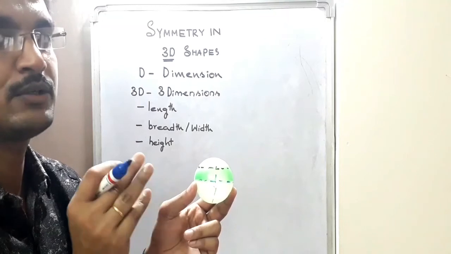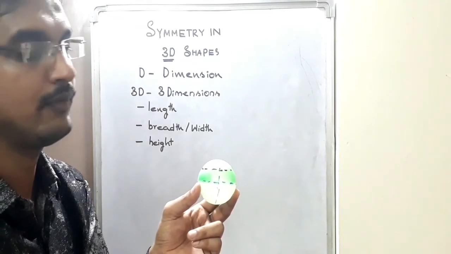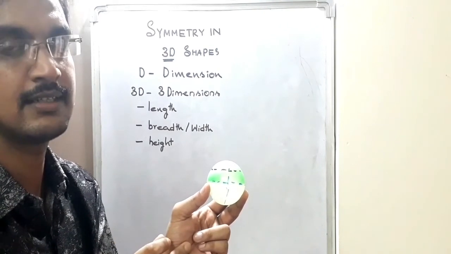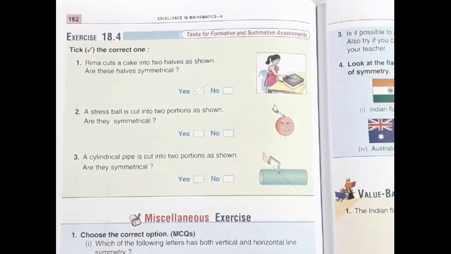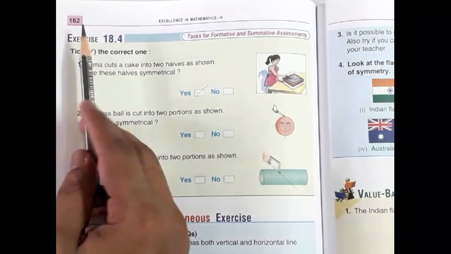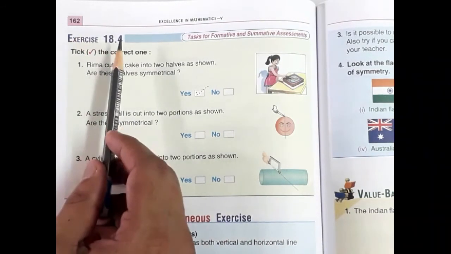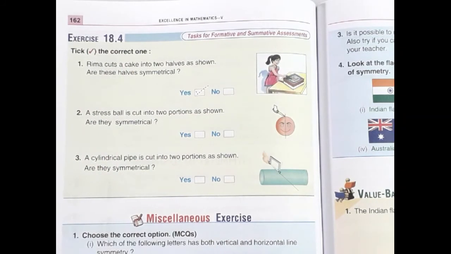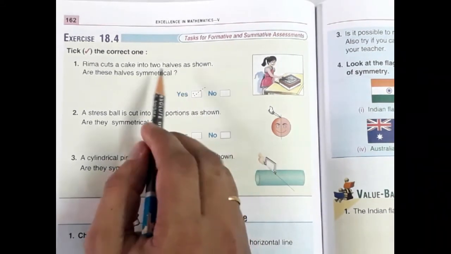Now I am going to start the next exercise. With that, we will finish this chapter. So please follow the instructions carefully. So children, I am there at page number 162, exercise 18.4. This is the exercise which you can finish in the textbook itself, and that too very simple and easy. Just you have to understand the question. For that they gave one example.